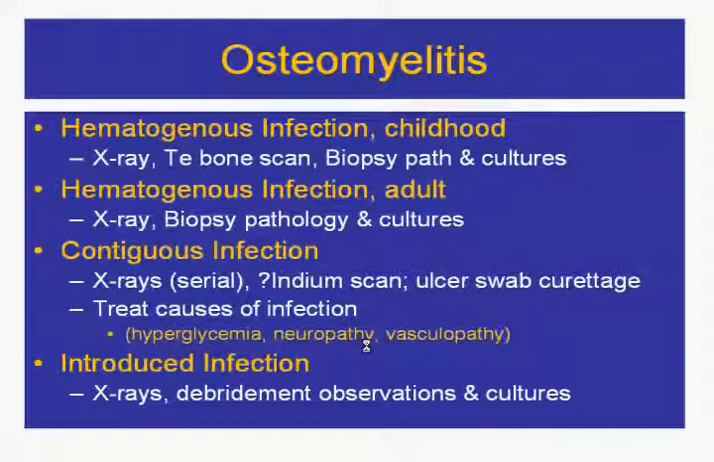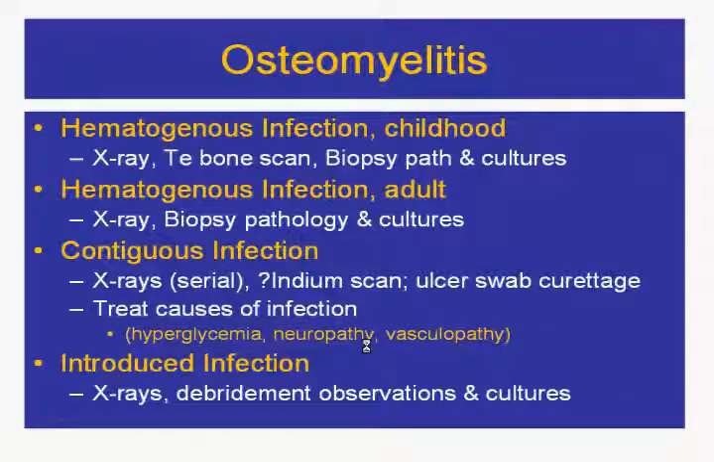Infection by contiguity, serial x-rays. This is a classic diabetic or a patient with vasculitis. Serial x-rays will show cortical change progressing through that period, and then you can make the diagnosis of osteomyelitis. The question about indium scan in this situation, as I mentioned, I think there is a value there, and use the ultra swab curettage in order to make the microbiologic diagnosis.